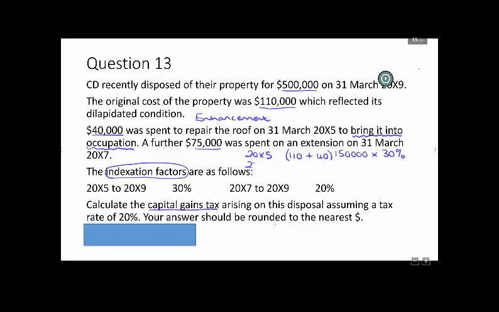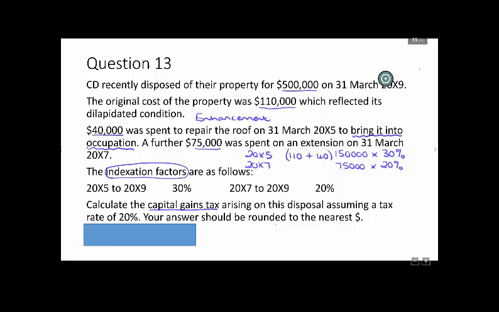In 2007, this is when the extension is built, so we incur costs of 75,000, and on this figure we'll use the second indexation factor given of 20%. So that in calculating our gain, we end up with indexation allowances of 45,000 from 2005 and 15,000 from 2007.